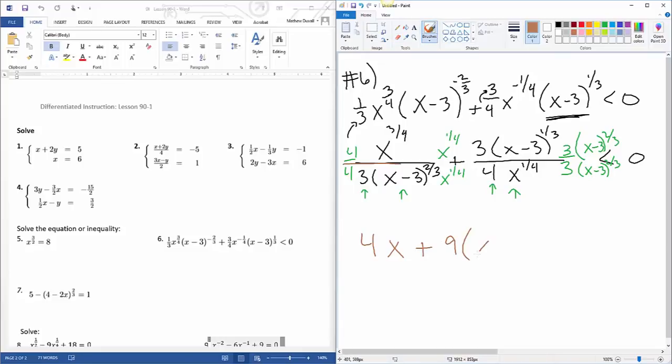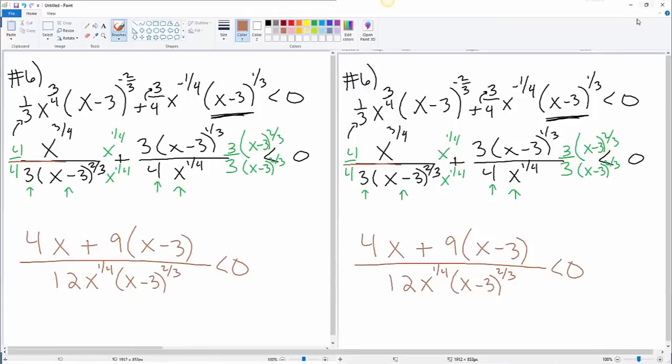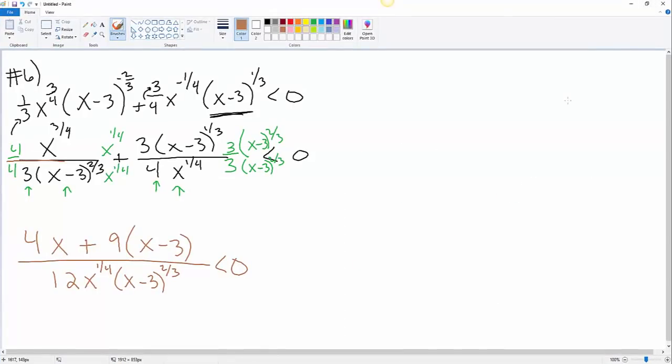And then that'll be x minus 3. 1/3 plus 2/3 just turns that into a 1. And then all over, I have 12 x to the 1/4, x minus 3 to the 2/3. That's all less than 0. So remember, now we need to find the undefined values and the zeros.